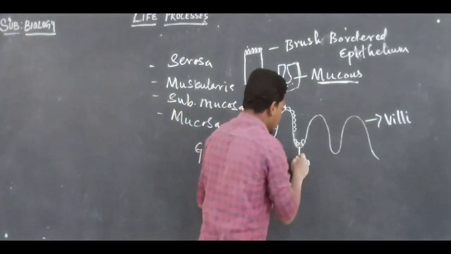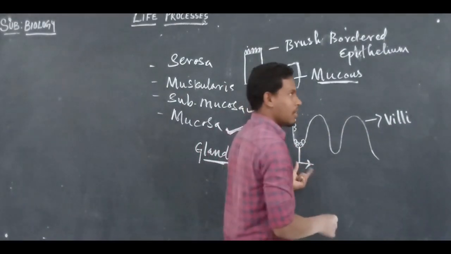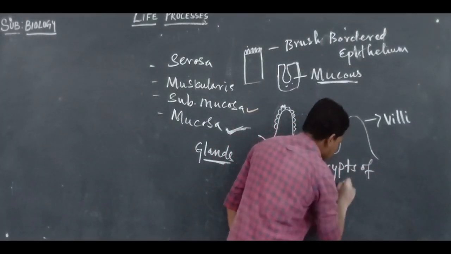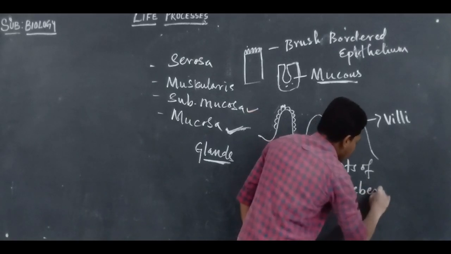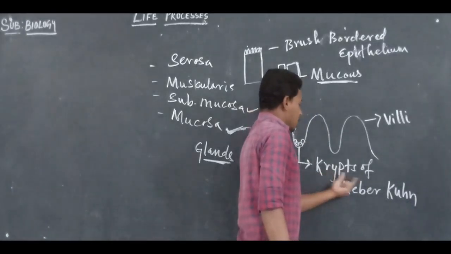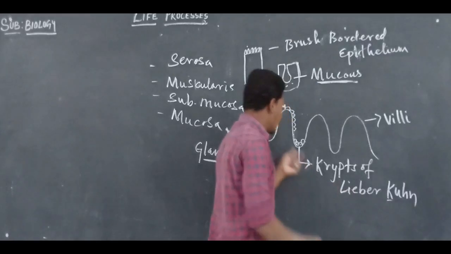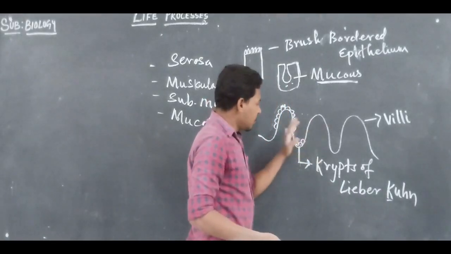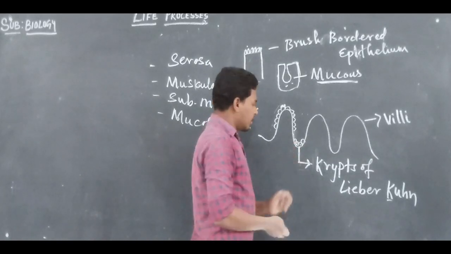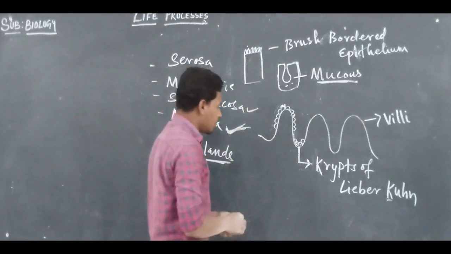In the mucosa, this gland is known as the crypts of Lieberkuhn. We can say it as the crypts of Lieberkuhn. They are present between villi, and these are intestinal glands, and they are present on the surface of the mucosa layer.